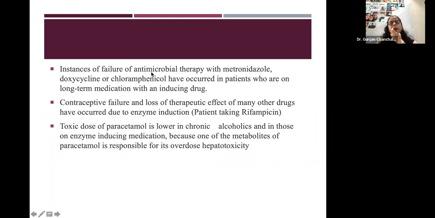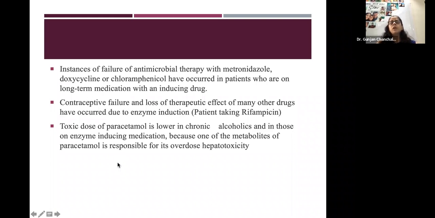Suppose I'm giving an antimicrobial therapy with doxycycline or metronidazole. Okay, so if I'm administering an inducing agent to this, there will be a failure of this antimicrobial therapy. That means the effect of doxycycline will decrease. We already spoke about contraceptive failure with absorption, but if a patient who's on contraception is given rifampicin for AKT, the effect of contraception will reduce because rifampicin is an enzyme inducer. So it will increase the metabolism of contraception.